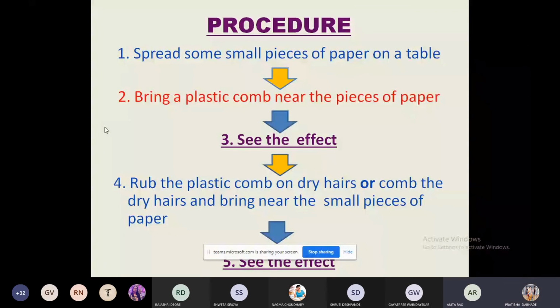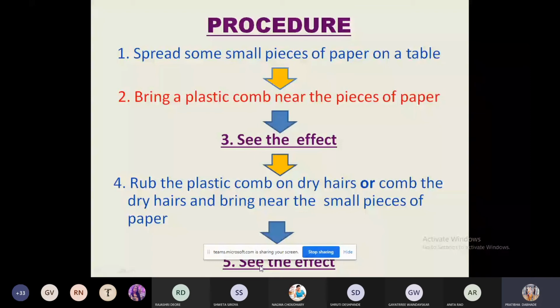The third step is very important, because here you observe the effect. I'm telling you initially where you are going to observe the effect, in step number 3. Step number 4 is to rub the plastic comb on dry hair. The hair should not be oily, or you can comb the dry hair with the plastic comb and bring it near the small pieces of paper. And the last step, again you have to observe what the effect exactly is. So in step number 3 and step number 5 you are going to observe the effect.